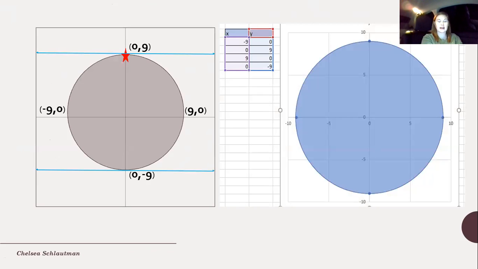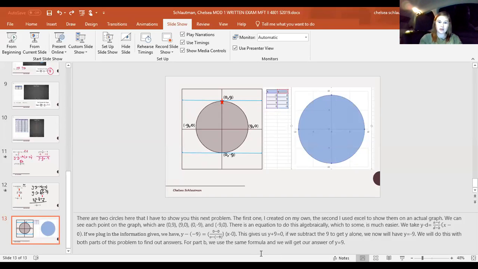All right, and then our last problem here looks a little confusing from here. What it's asking us to do is to show and explain the equation of the line that is tangent to the circle of radius 9 at points 0, -9.